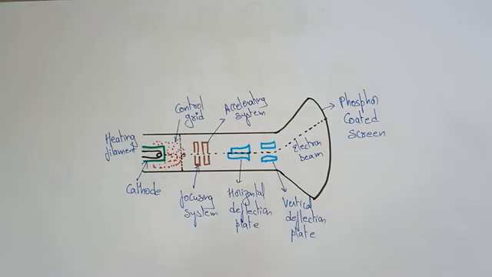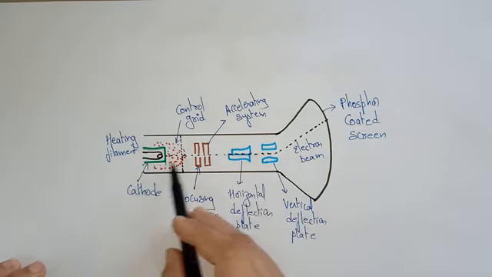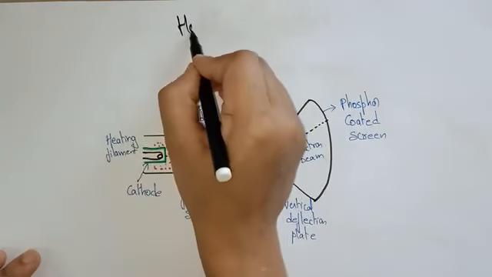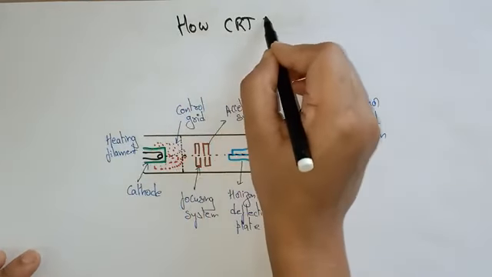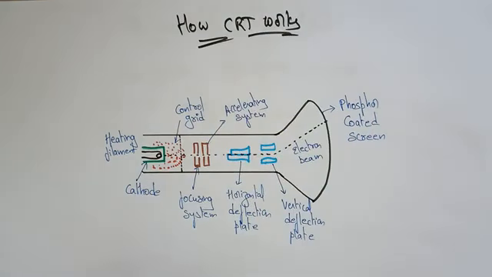So what exactly will this cathode ray tube do? It modulates, accelerates and deflects the electron beam onto the screen to create an image. This is what the CRT is doing. Now let's have a look at how it works. How does a CRT work? Let's discuss it step by step.